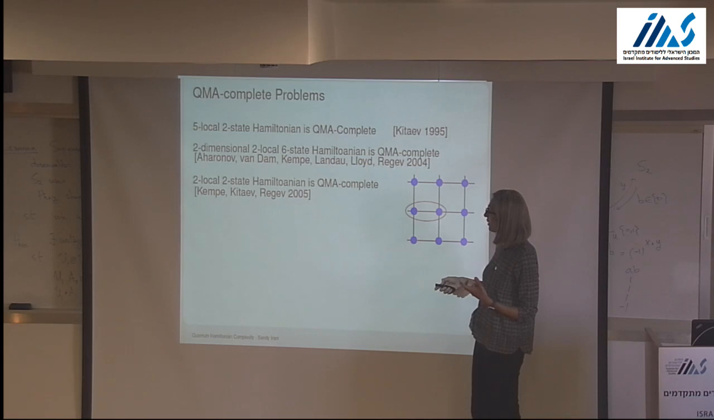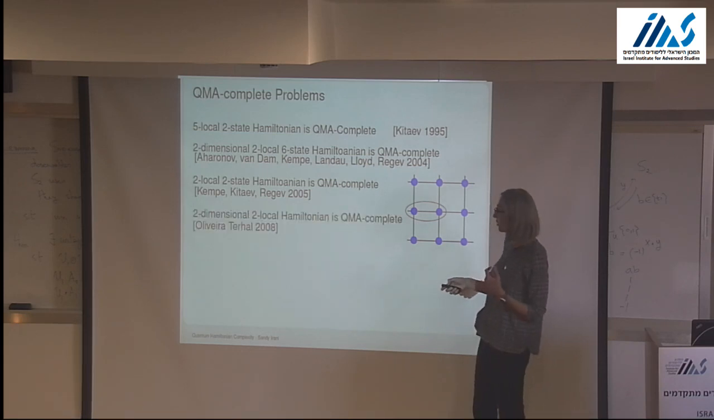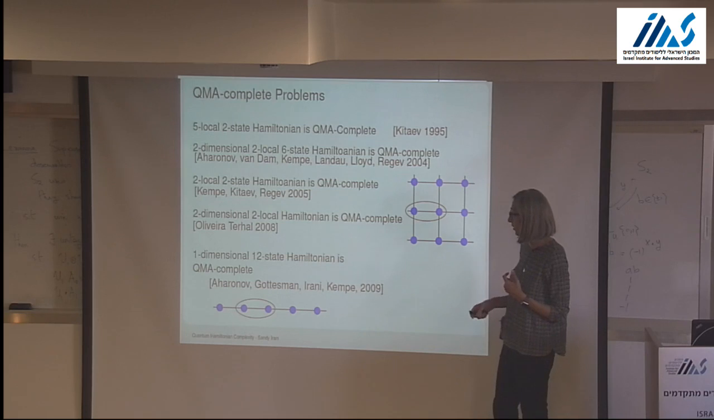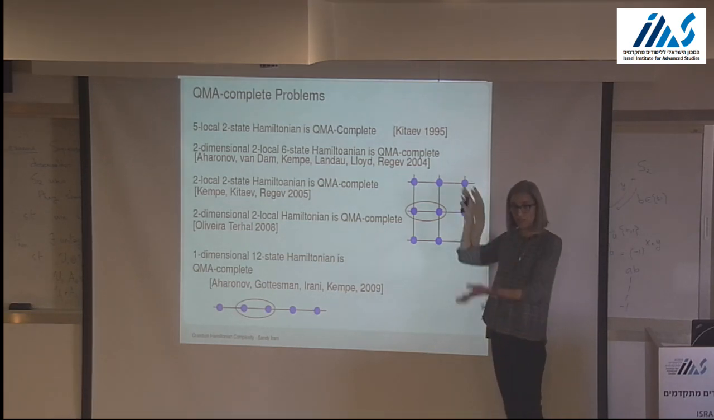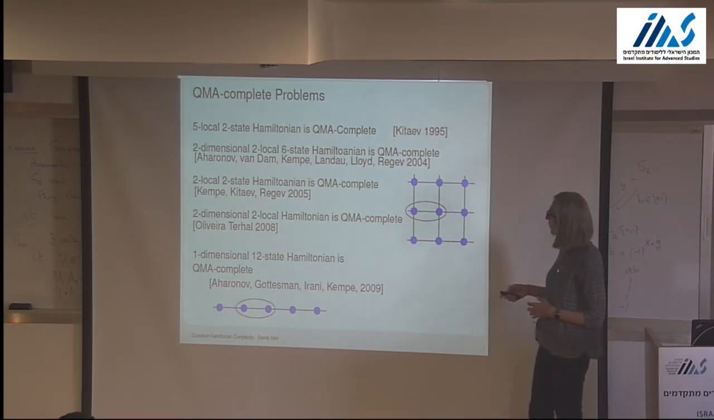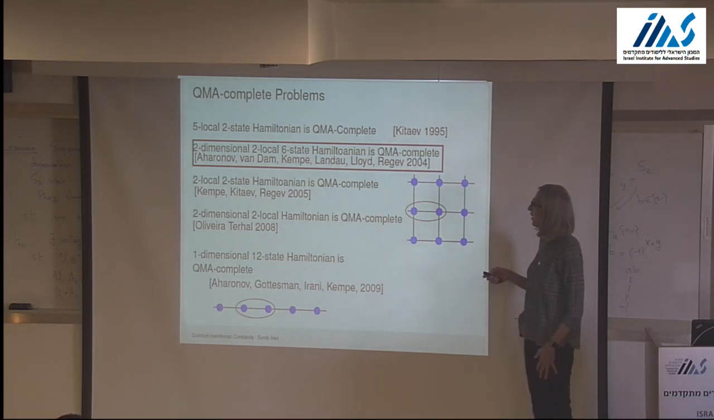Then this was improved to 2-local, 2-state is QMA complete, and then finally 2-dimensional 2-local on qubits, and then 1-dimensional Hamiltonian on 12-state. This is the set of things that we'll spend some time talking about. I just wanted to give you the landscape. Let me just first say a few things about this.